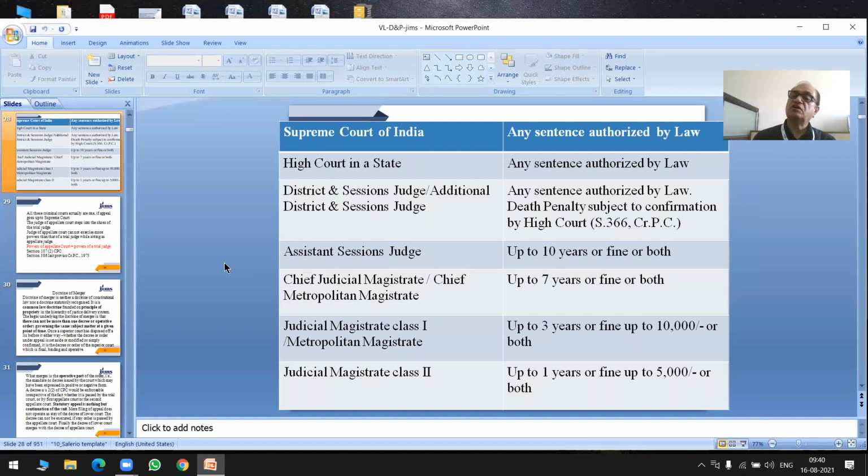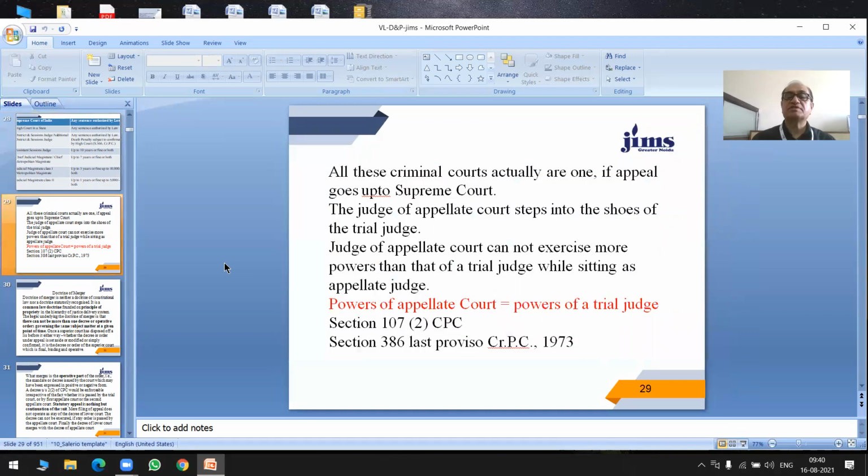They are authorized to impose a sentence up to 1 year or fine up to 5,000 rupees or more. So this is a chart summary before you so far as hierarchy of criminal court systems. And all, again, as I told you on the civil side, likewise on the criminal side also, all these criminal courts are actually one if appeal goes up to Supreme Court.